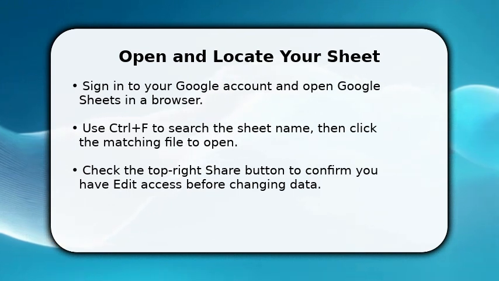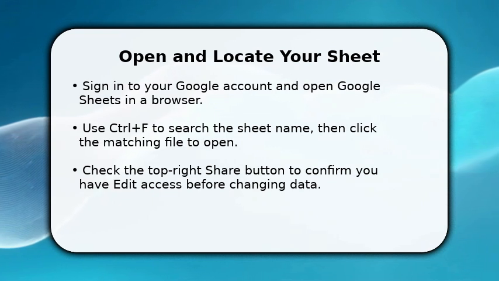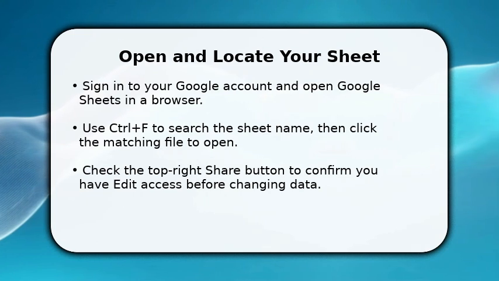Look at the top right Share button to confirm you have edit access before changing data. If you only have view or commenter roles, request editor access from the owner. Open a copy when you cannot obtain permission to preserve the original file.